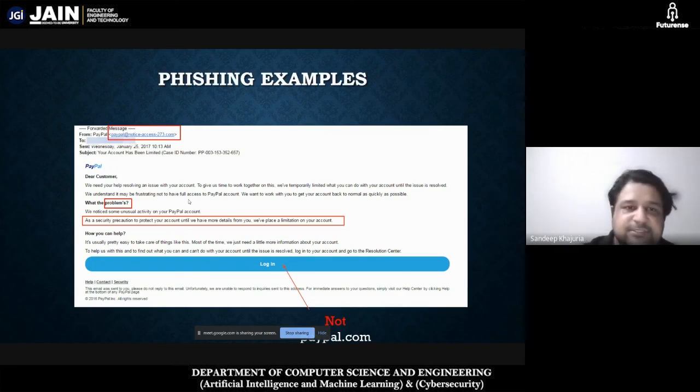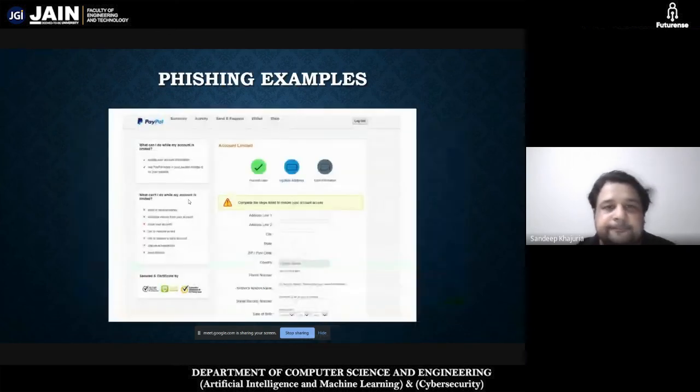Then there is this link. It is not in URL form, it's in button form. You all can code, I guess. You all can create HTML buttons with URLs attached to them, right? And you will reach here. And this is a clone page, obviously, not a legit site.